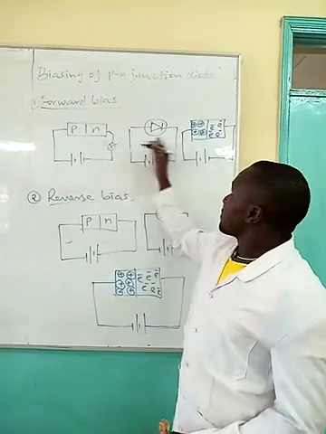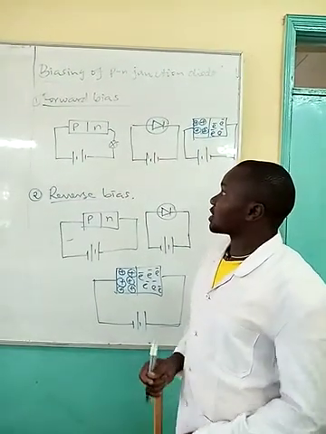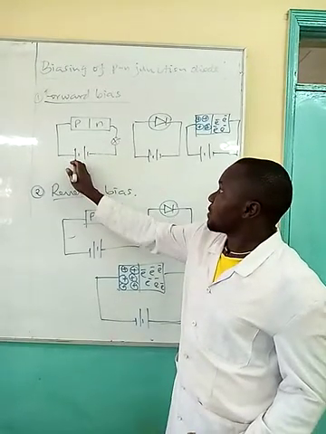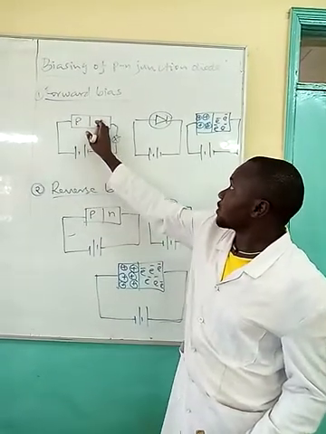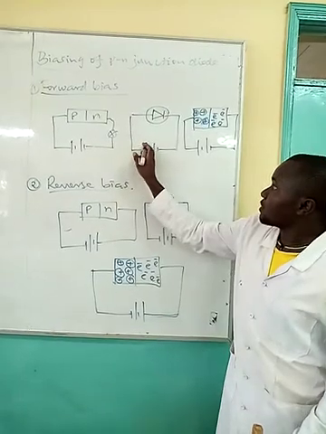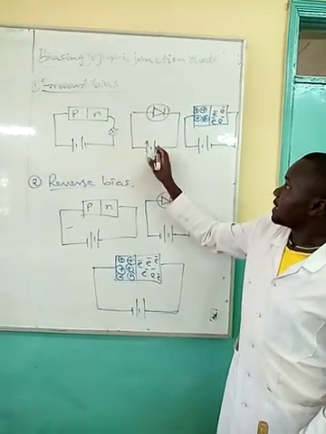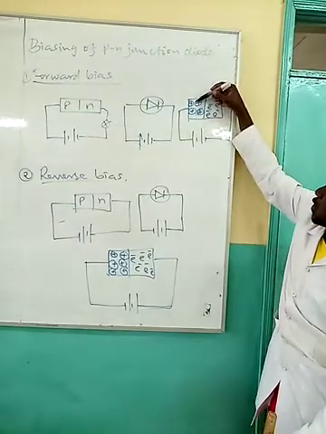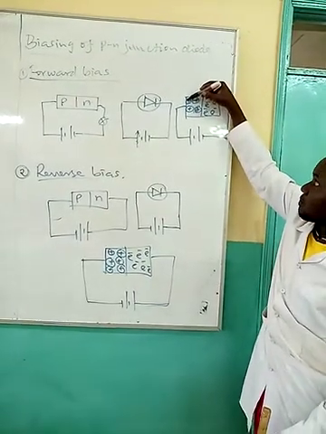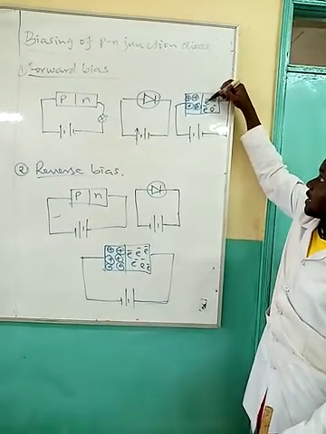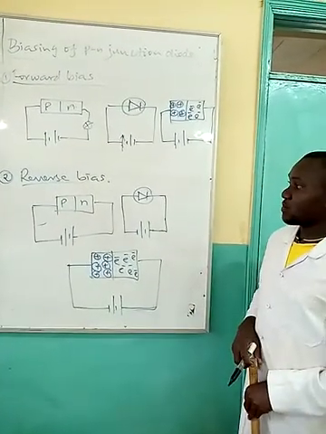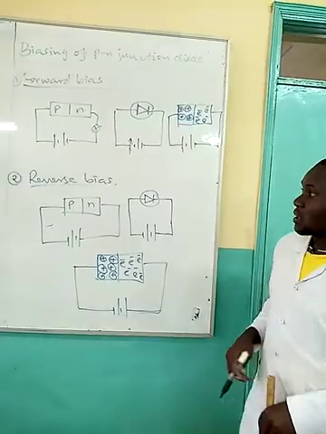These are just some of the circuit symbols that can be used to represent forward biasing. Positive terminal connected to P, negative terminal connected to N. Or simply here, positive terminal connected to P side, negative terminal connected to the N side. Or you can use the holes and the electrons. So hole being positive connected to P, and electrons being negative connected to the negative terminal of the cell or of the battery. What about reverse biasing?